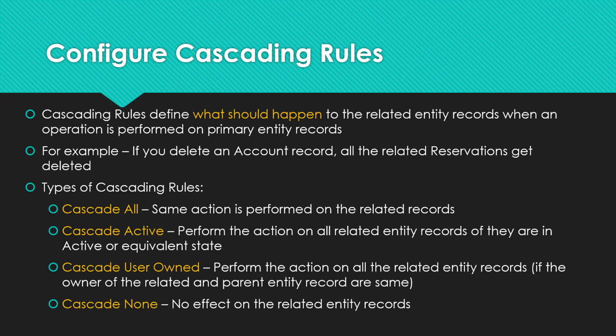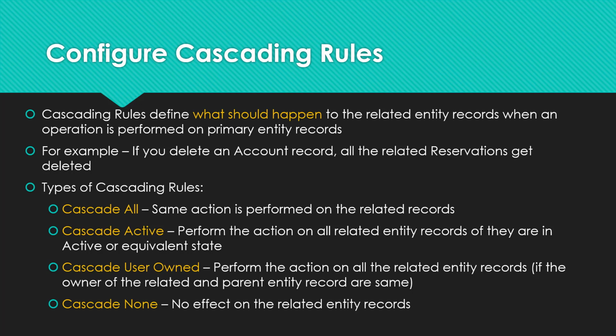For example, if you delete a primary entity, what should happen to the related entity? In our previous video, we took an example of accounts and hotel reservations. So if you delete an account, do all the related reservations get deleted? That is based on the cascading rules.